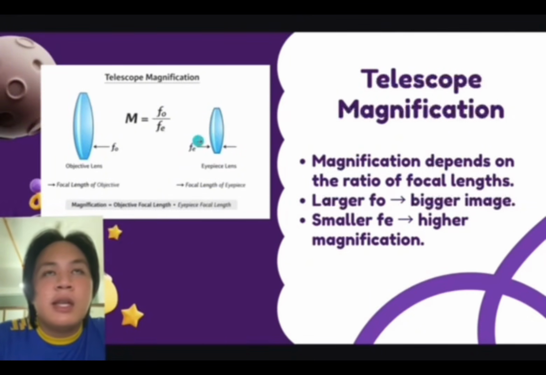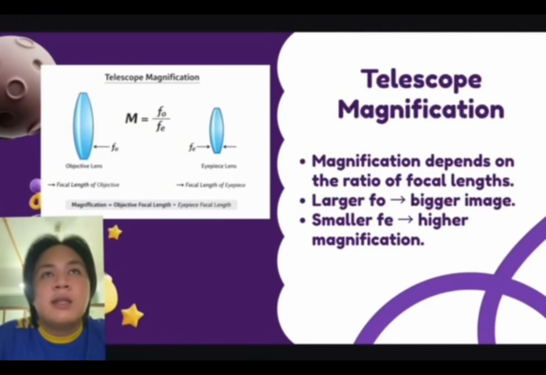The relationship highlights two important design considerations. The longer objective focal length increases the size of the intermediate image, while a shorter eyepiece focal length enhances the degree of magnification. Together, these parameters determine how much larger and closer the final image appears to the observer.